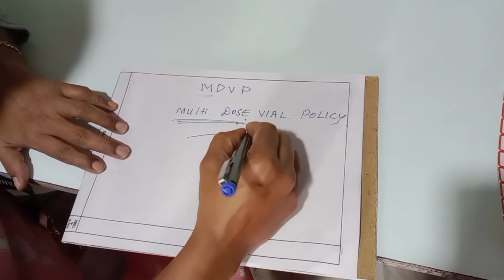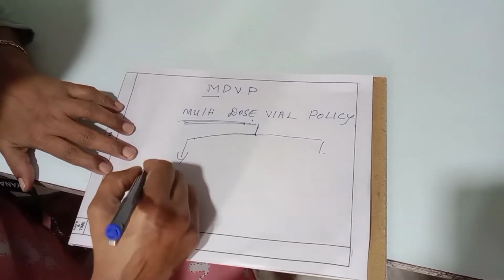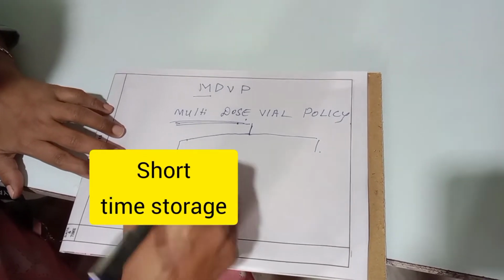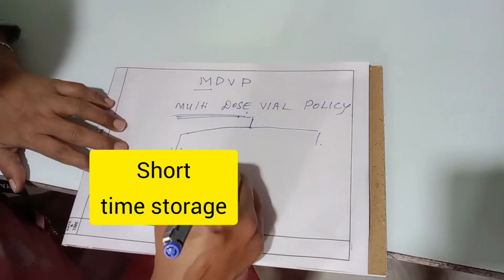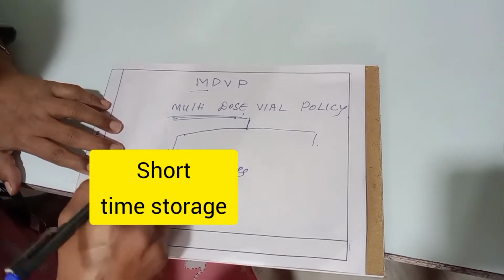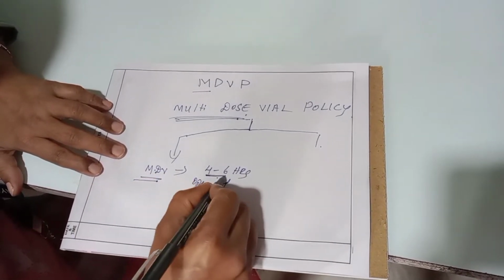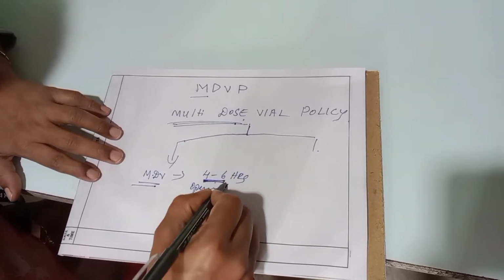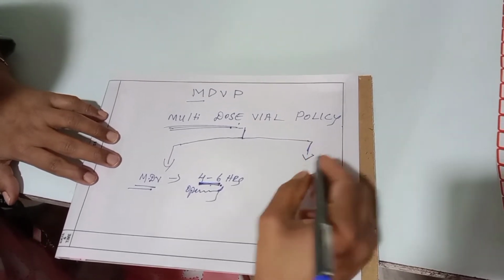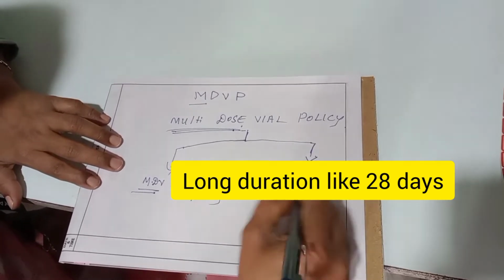In multi-dose vials there are two categories. Some multi-dose vials, as per the manufacturer, should be discarded 4 to 6 hours after opening. In this case we are pricking a vial multiple times, but we store it, as per the manufacturer, only for 4 to 6 hours. And some multi-dose vials, as per the manufacturer, we can store up to 28 days. This is the shelf life for the multi-dose vial.